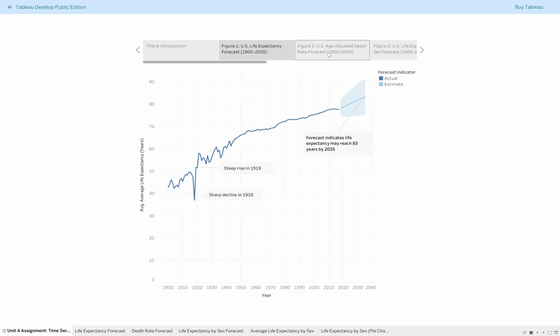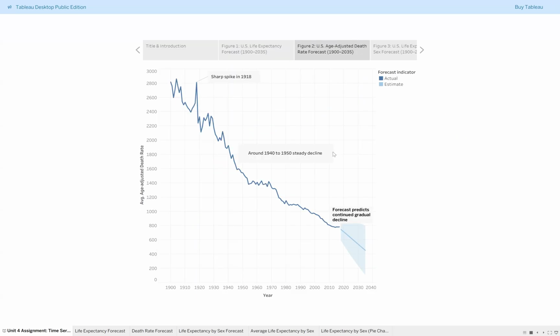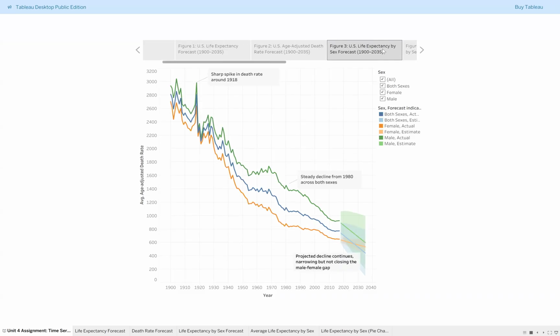Now, let's move to the next one, the age-adjusted death rate forecast. This time series graph shows the age-adjusted death rate over the same period. Mortality declined sharply during the 20th century, particularly, I would say, after medical advances like antibiotics, vaccines, and stronger public health infrastructure. Tableau's forecast suggests that this decline will continue, but at a slower pace. Now, let's go to the next one.